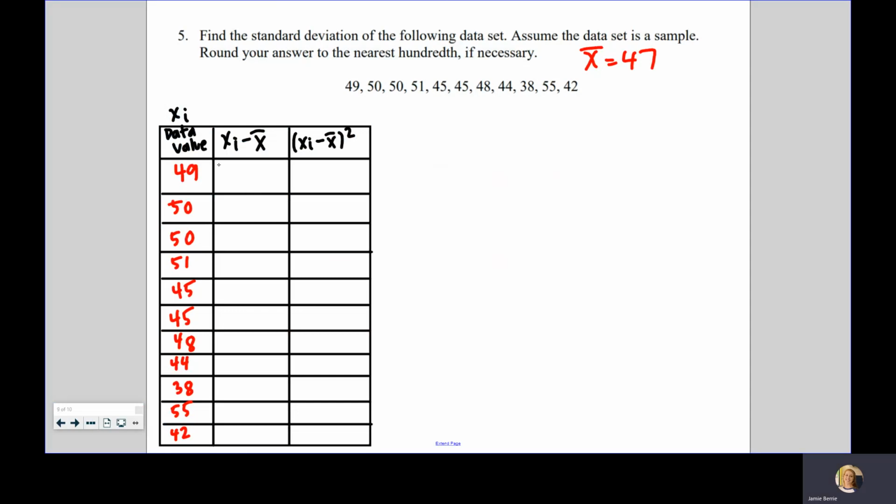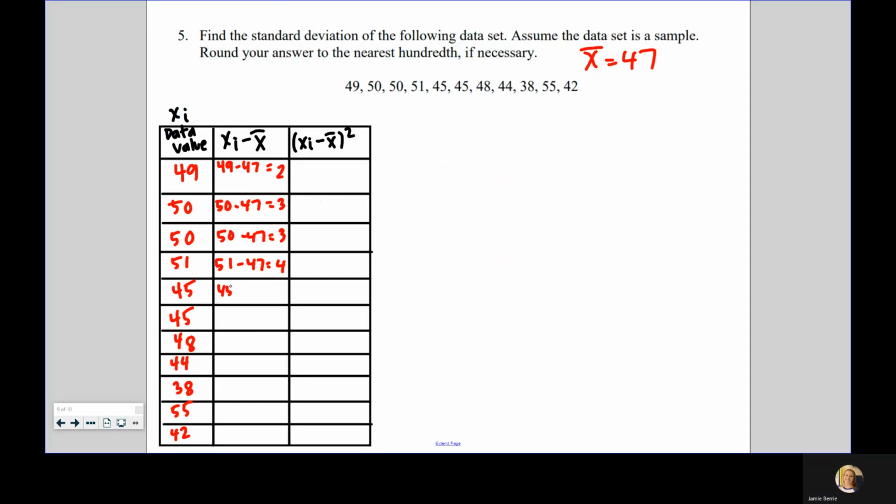All right, you're going to want to write small in here. 49 minus 47. So our data value minus the mean. The data value was 49, the mean was 47. So 49 minus 47, go ahead and simplify that. That's 2. Now our next data value is 50. 50 minus the mean, so 50 minus 47 is 3. Continue this pattern, data value minus mean. So 50 again minus the mean is 3. Next, we have 51 minus the mean, which is 4.